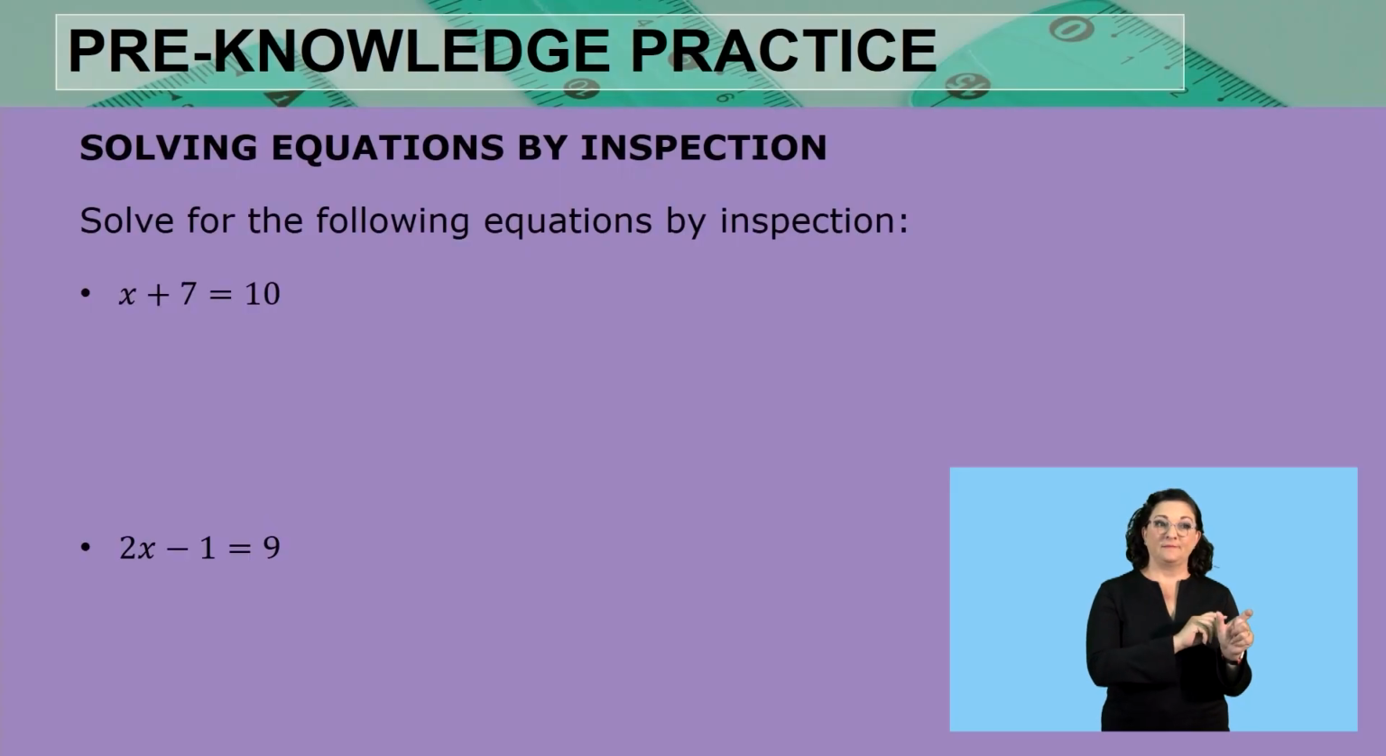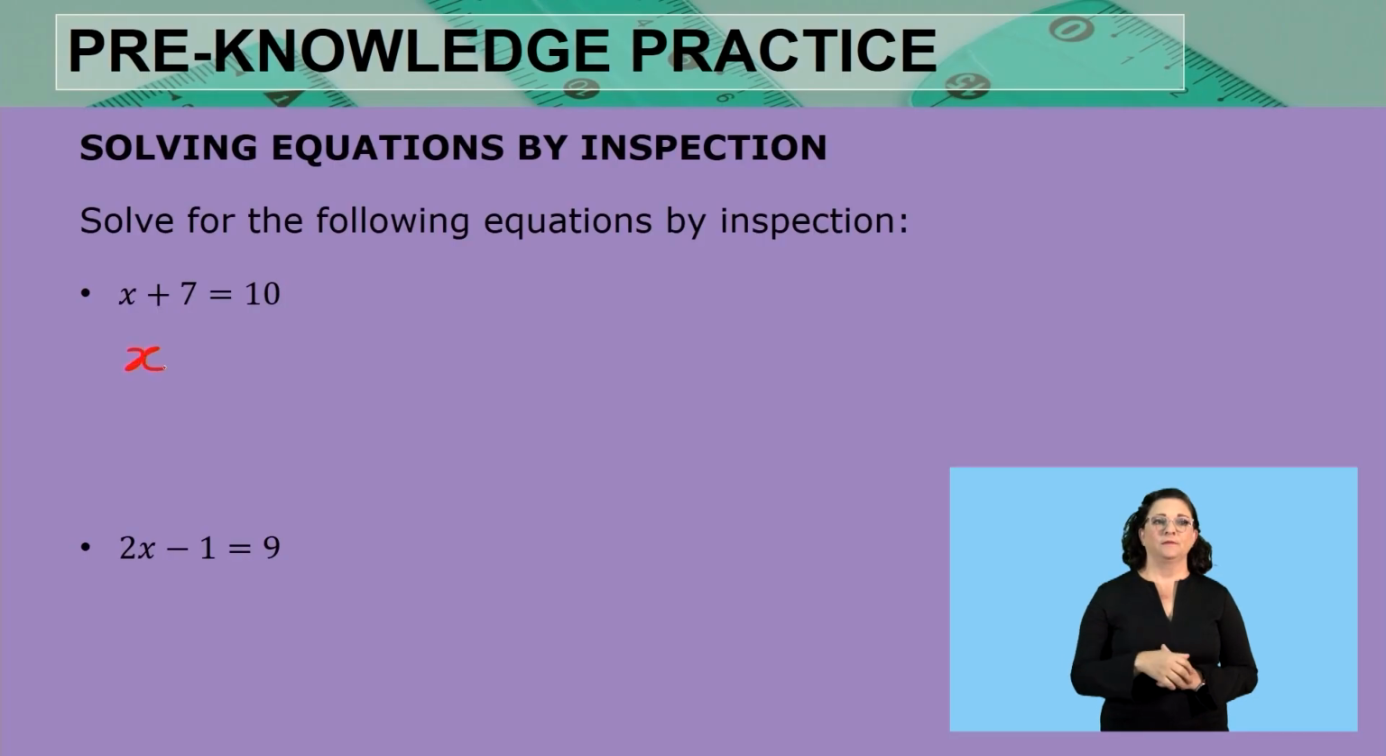It says that a value plus 7 is equal to 10. So what value, when we add 7, gives us an answer of 10? Because it is by inspection, think about it and inspect our equation. What is that value? Yes, you are absolutely correct if you are thinking of x is equal to 3, because 3 plus 7 is equal to 10.